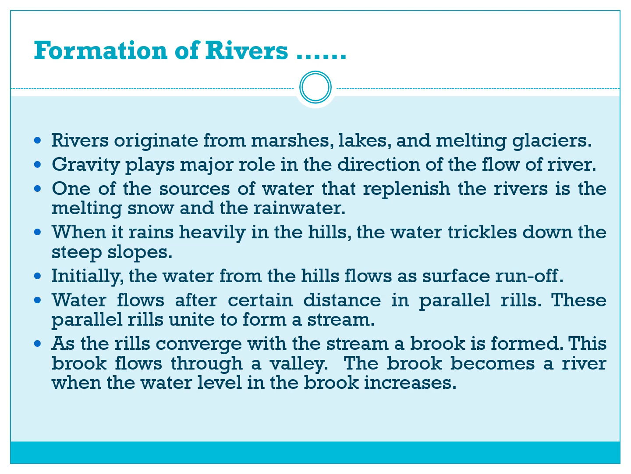Initially, the water from the hills flows as surface runoff. Water flows after a certain distance in parallel rills. These parallel rills unite to form a stream. As the rills converge with the stream, a brook is formed. This brook flows through a valley. The brook becomes a river when the water level in the brook increases.